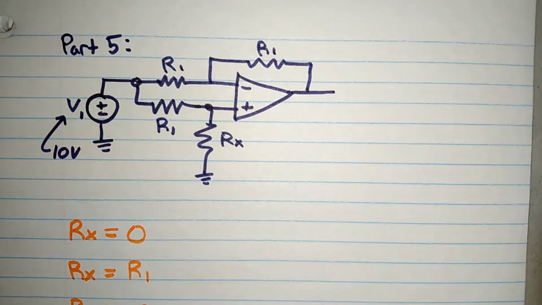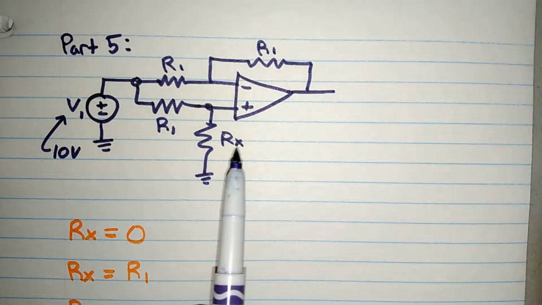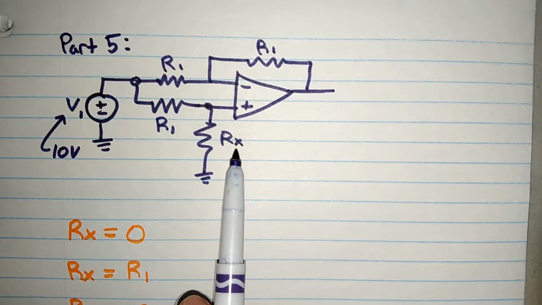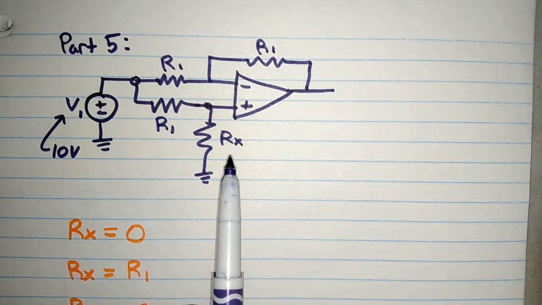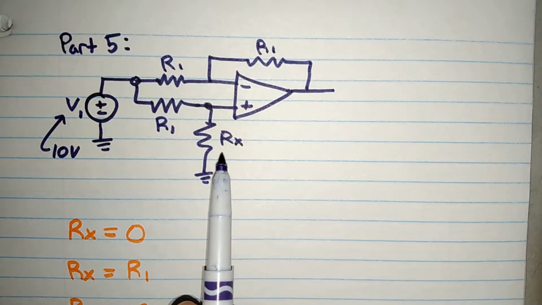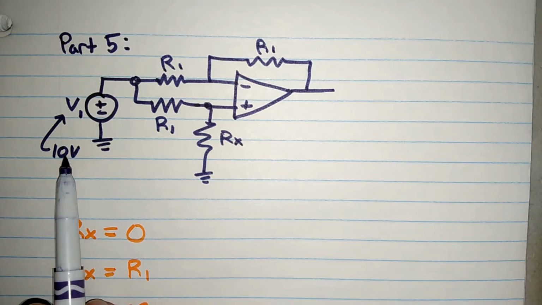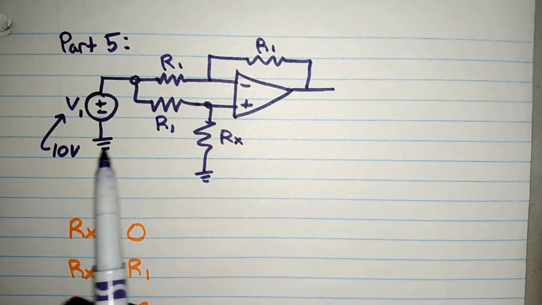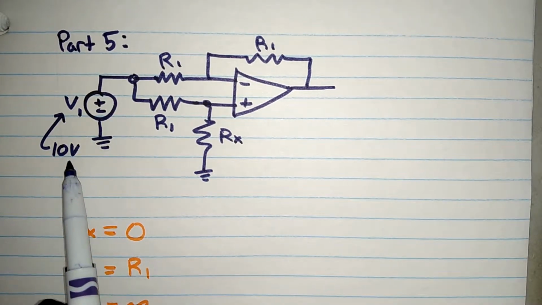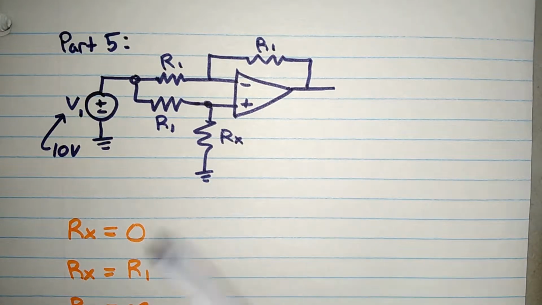So in this question, we've been asked to find the gain, V out in terms of V in. In this case, V in is fixed to be 10 volts. So we're asked to find what V out would be given the different Rx values.